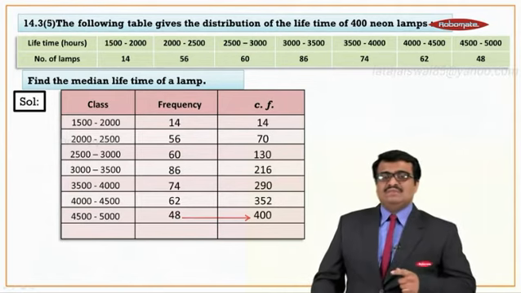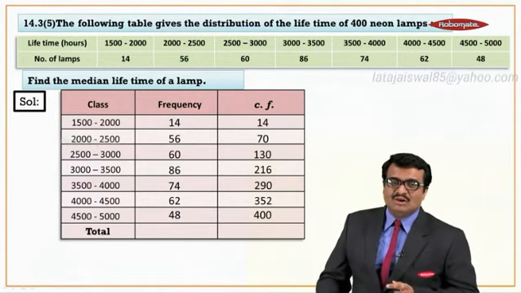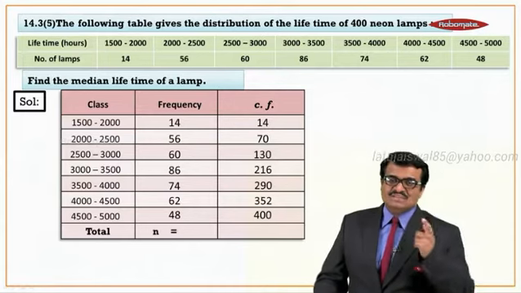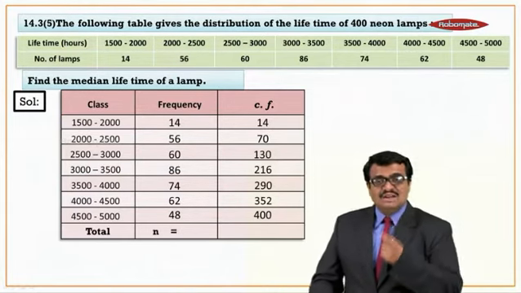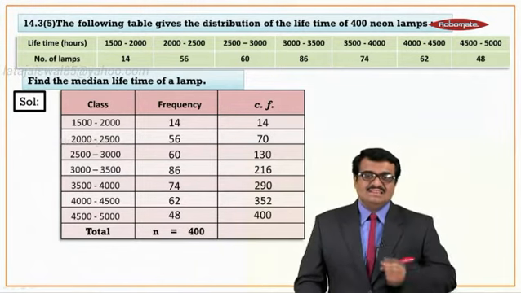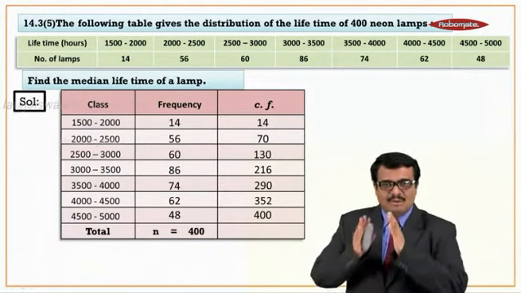And since the last value of CF is 400 after adding all the frequencies, what will be the total of this frequency column? The total of the frequency column will also be equal to the last value that you got, that is 400. We will write the total frequency denoted as small n for median. It is nothing but 400. Okay, so we have prepared the table.